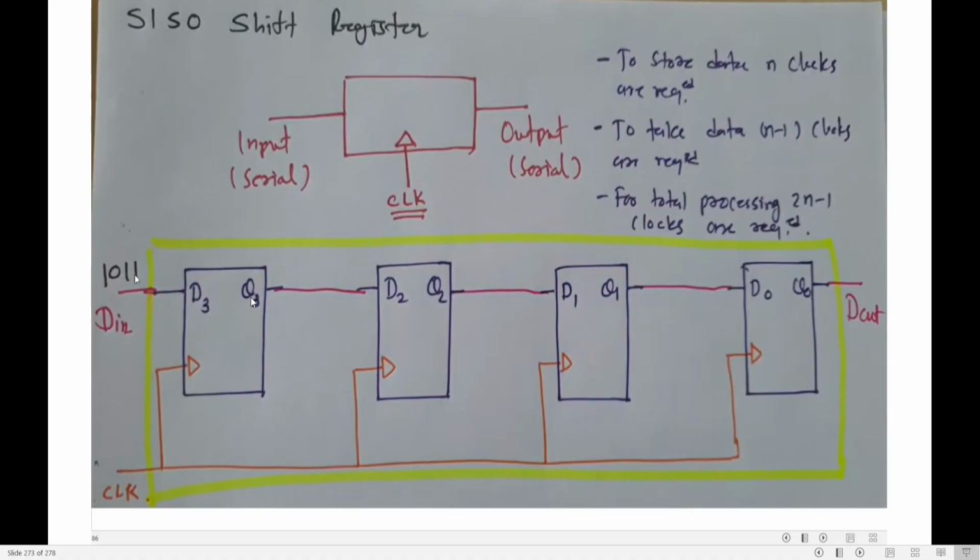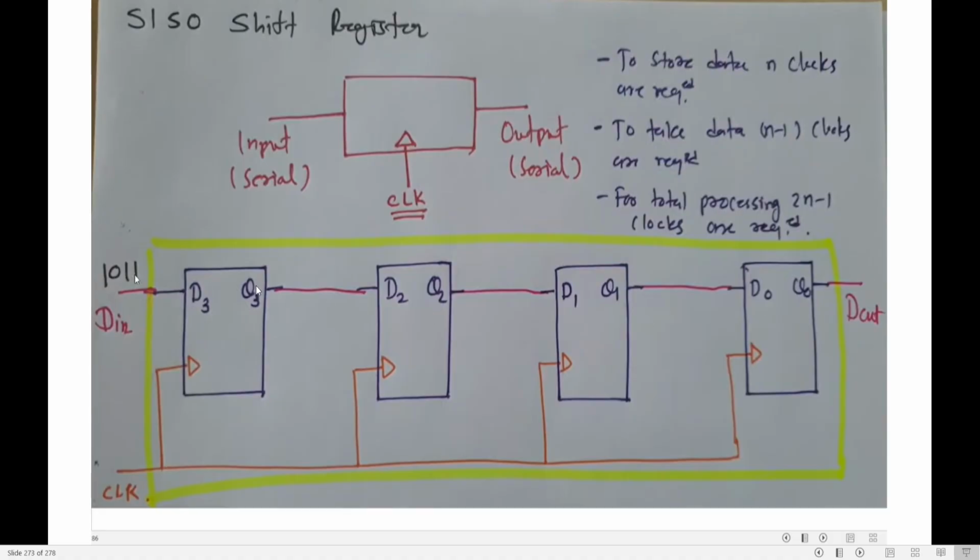Output of one flip-flop will be the input of the other. So I have given input D in and output D out. This is serial in. This is serial out.